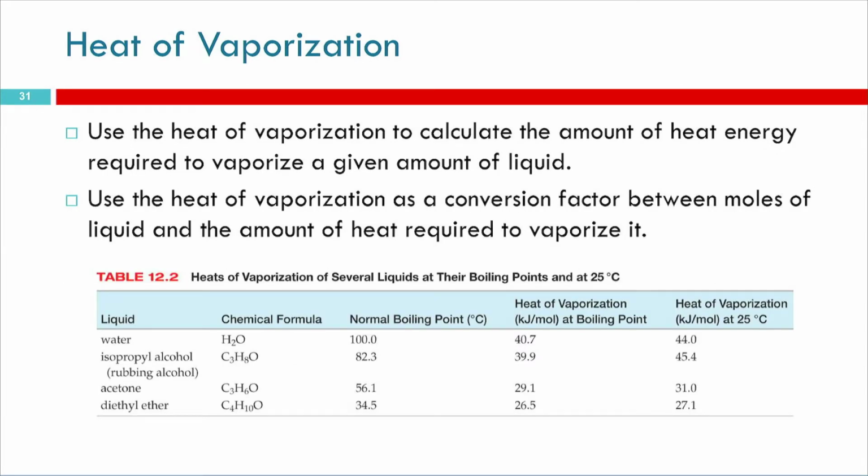We use the heat of vaporization to calculate the amount of heat energy required to vaporize a given amount of liquid. You can use the heat of vaporization as a conversion factor between moles of liquid and the amount of heat required to vaporize it. So for example, here we have water, which has a heat of vaporization of 40 kilojoules per mole. And then you'll notice that we have things like acetone and diethyl ether, which have much lower heats of vaporization. Because their intermolecular forces are weaker, you'll also notice that they have lower normal boiling points.